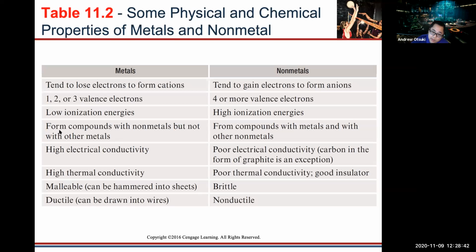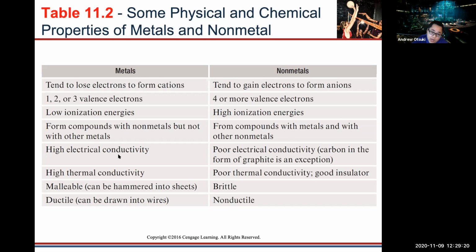So generally speaking, metals form compounds with nonmetals, but not with other metals. So you never see a metal like a sodium-potassium couple. Generally speaking, though, if you go into more specific cases, there are instances in literature research where that is true, but for our purposes, we're not worrying about that. Non-metals, they can react with other metals and other non-metals. For example, phosphorus trichloride is between 2 non-metals, and sodium bromide is between a metal and non-metal.